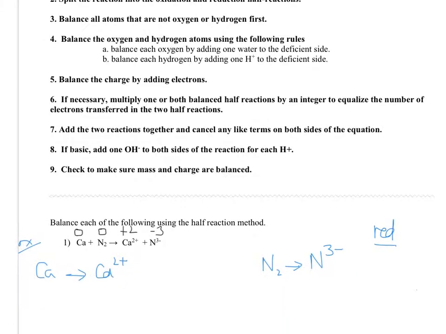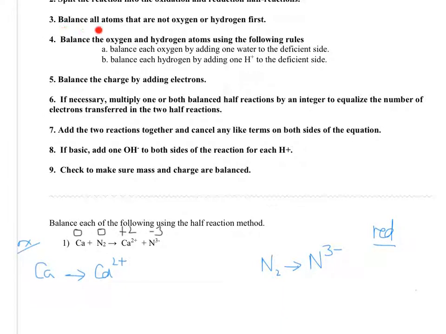Let's look at step 3. Step 3 says balance all the atoms that are not oxygen or hydrogen first. So we don't care about oxygen or hydrogen. We're just going to balance everything else. So let's do that. Calcium, we have 1 and 1, so that's already balanced. The nitrogen, we have 2 and 1, so that's not good. So we need to fix that. And so we put a 2 right here so that it's balanced.